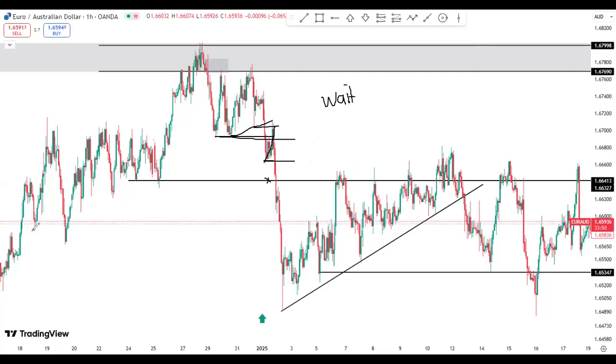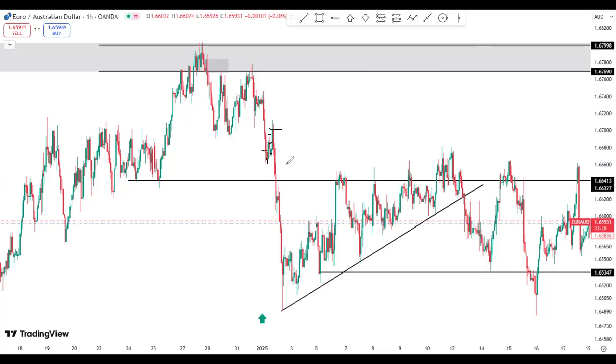What do I mean by that? If you check closely here, this is roughly a 1 hour time frame. How many candlesticks do you have here? 1, 2, 3, 4, 5, 6. For you to get your entry up there, you waited for 6 hours. What is 6 hours?